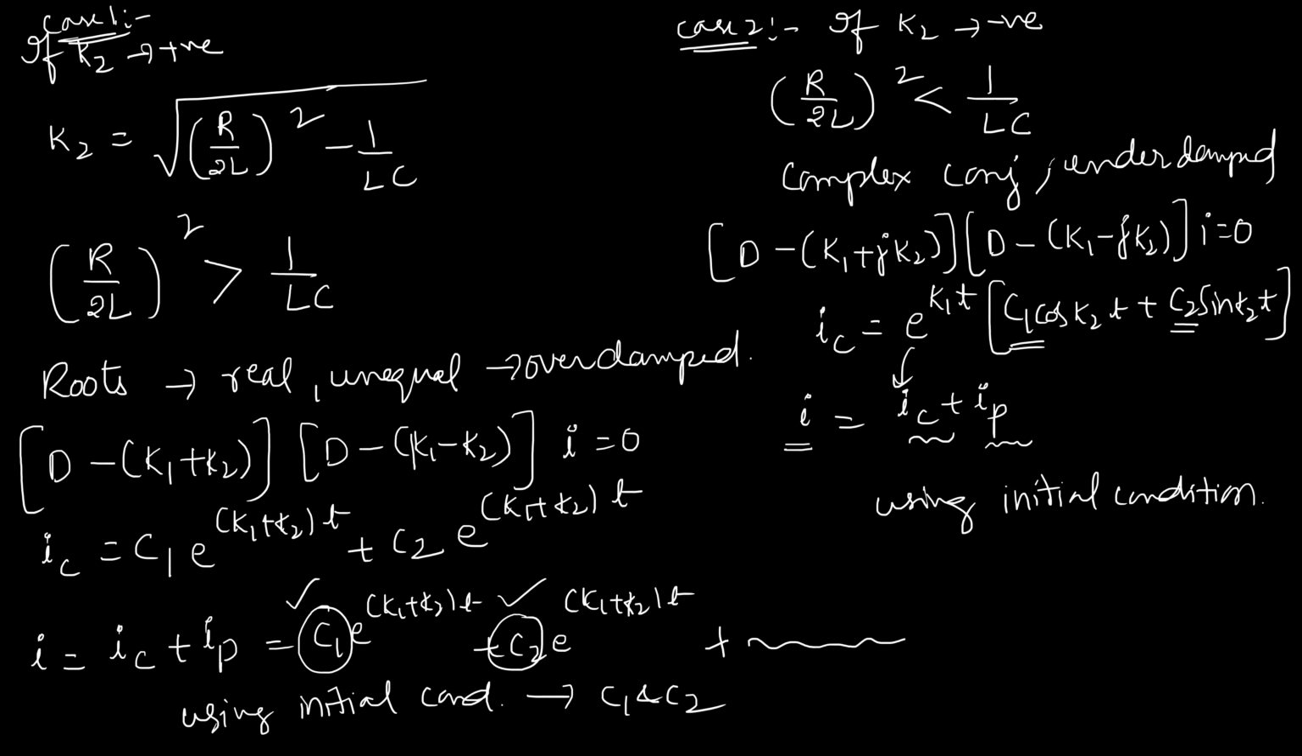So what could be the other case, the final case, that is K2 is 0. Let us see case 3. Okay, so now case 3. So what is case 3? K2 becomes 0. When does K2 become 0? When (R by 2L) whole square is equal to 1 by LC. Then we may say K2 is 0.